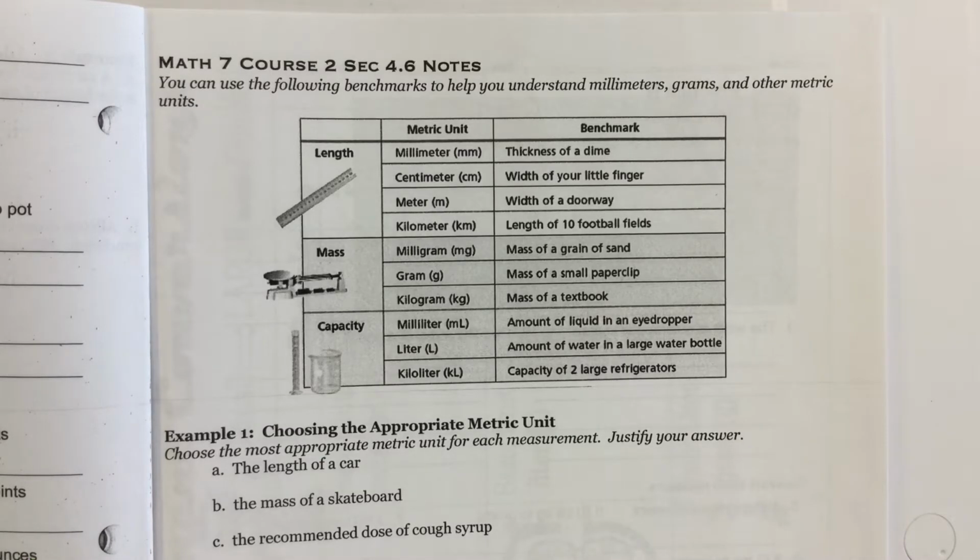Okay, so section 4.6, we're going to talk about the metric system. In the metric system, you'll hear words like millimeter, centimeter, meter, kilometer. That's how we'd measure length. In the mass department, that's measuring the weight of something. Milligram, gram, kilograms. You actually use those a lot in science. And then capacity, that's how much something can hold, or you might hear the word volume. And those are milliliters, liters, and kiloliters.